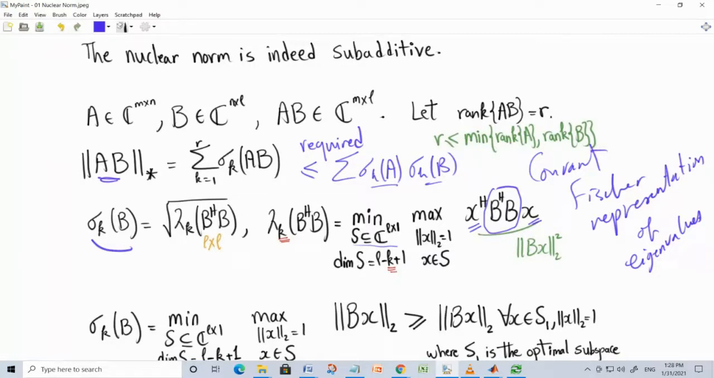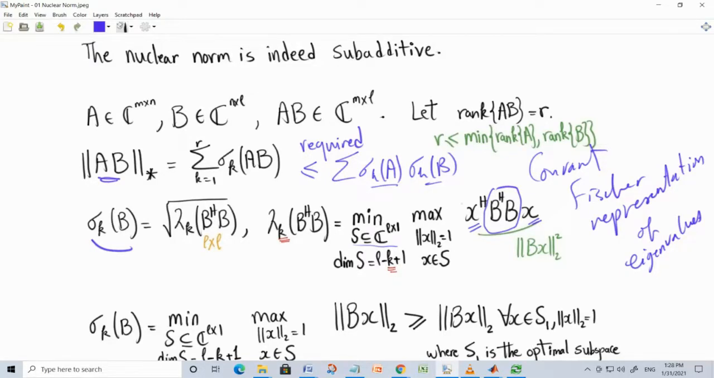But not any subspace, its dimension is L minus k plus 1. Note that this k here is the same as the k there. So if k is 1, you should put a 1 here. If k is 2, you should put a 2 here. If k is 3, you should put a 3 here, and so on. So you choose a subspace with a particular dimension, specifically L minus k plus 1.